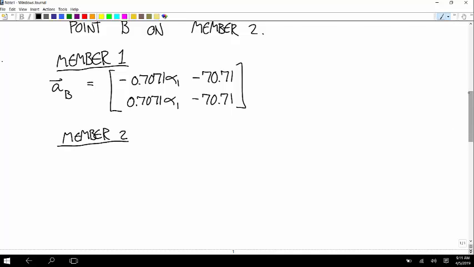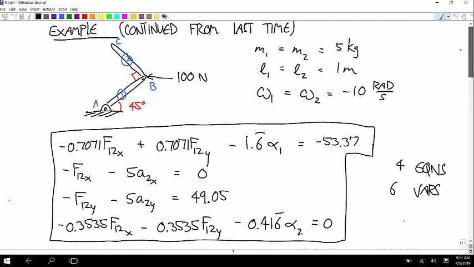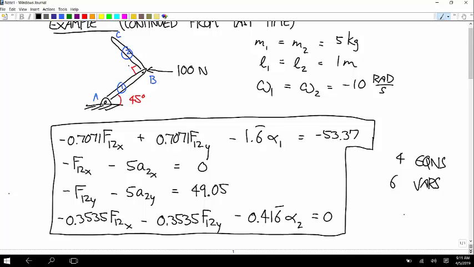Okay, so what's our strategy for expressing the acceleration of B on member 2, given that it doesn't have a fixed point? Member 2 doesn't have a fixed point. Yeah. You use the relative acceleration equation, so we're going to use two things here.